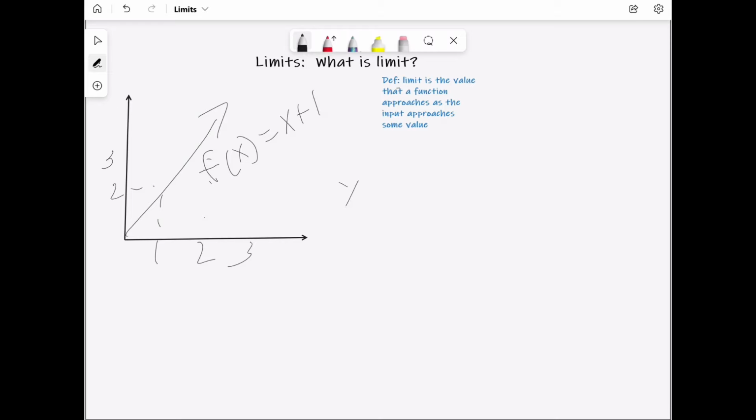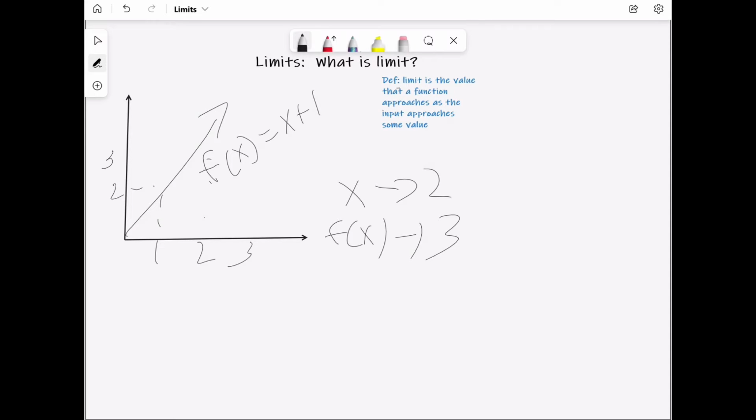As x, the input that I'm going to put in, approaches some value, let's say 2, what does the function output approach? Well, if you put it in, we know it approaches 3, right? That's basically what it is. As x, the input value, approaches infinitely closer to 2, the f of x value will also approach infinitely closer to 3.